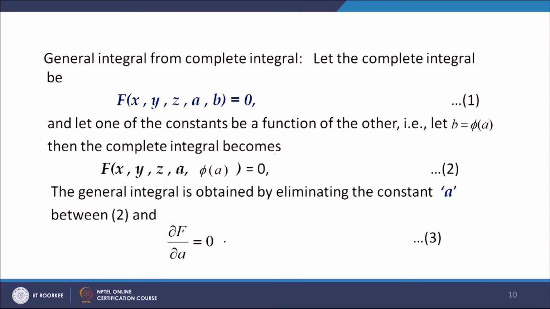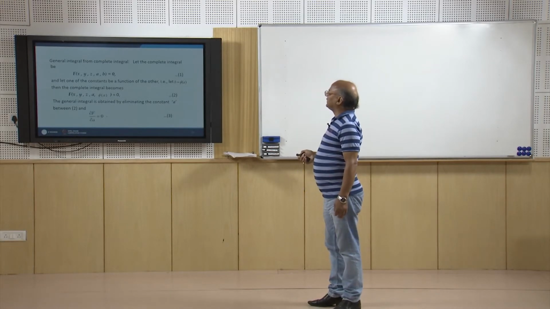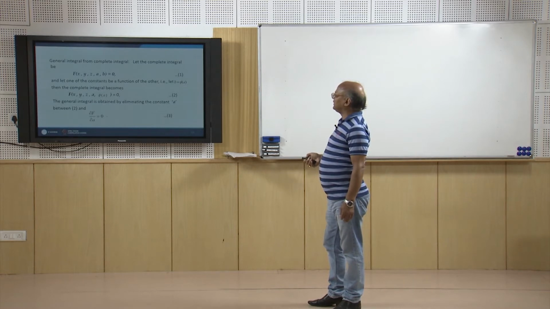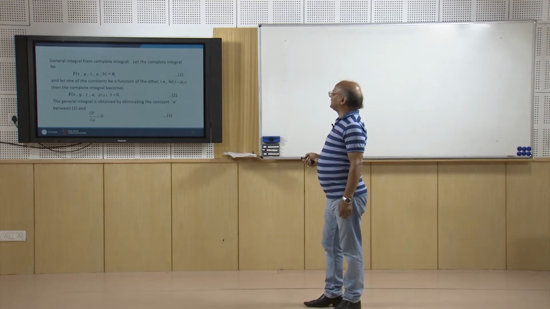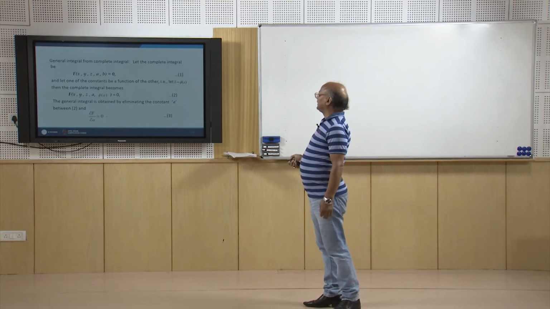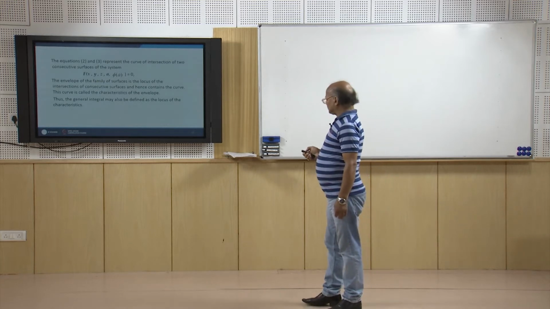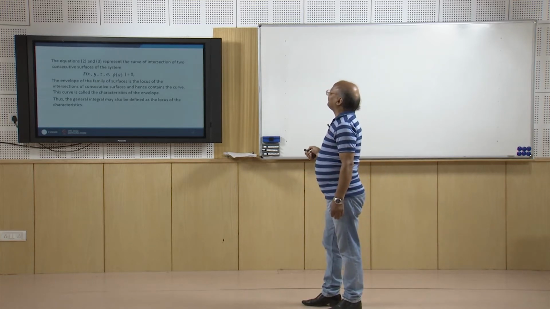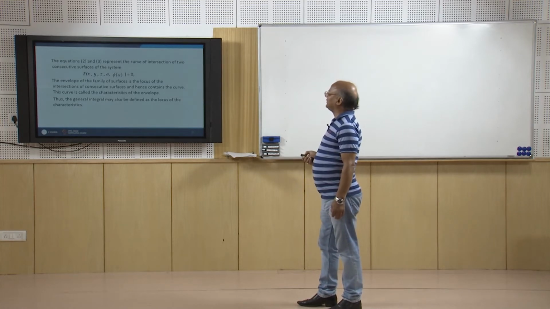So f(x, y, z, a, b) equal to 0, let this be the complete integral, and one of the constants, suppose b, can be written as a function of a, say b equal to phi(a). Then we can write the complete integral as f(x, y, z, a, phi(a)) equal to 0. The general integral is then obtained by eliminating the constant a between equation 2 and equation 3, which is the equation delta f over delta a equal to 0. The equations 2 and 3 represent the curve of intersection of two conjugate surfaces of the system f(x, y, z, a, phi(a)) equal to 0.